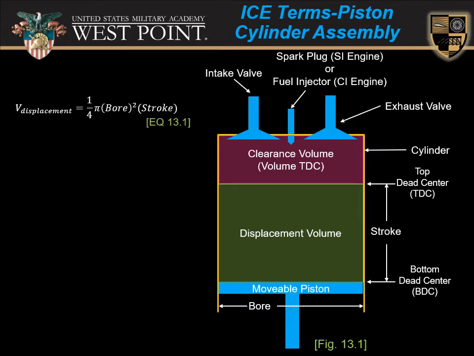Let's take a look at that in equation form, in equation 13.1. So the displacement volume is equal to the area of a circle, 1/4 pi diameter squared, which in this case is the bore squared, times the height of the cylinder, which is only the height of the stroke for the displacement volume. So when you're talking about engine sizes, for example, my Camaro has a 5.7 liter engine, or my Mini Cooper has a 1.7 liter engine, you're referring to the number of cylinders times the displacement volume of each one of those cylinders. And you'll find that in your textbook as equation 13.2.